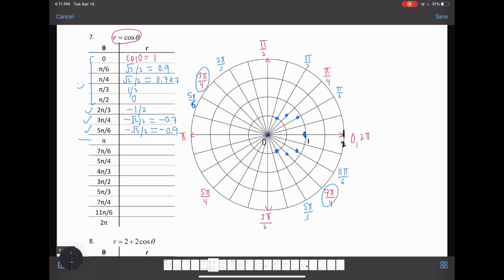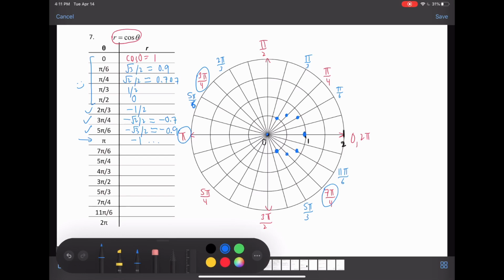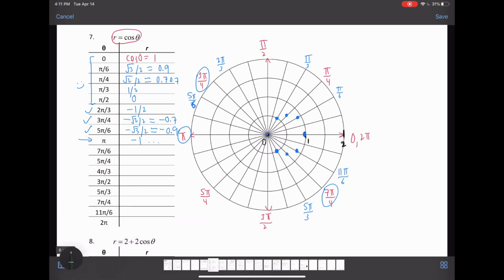Speaking of which, what happens when I get to plug in cosine of pi? Cosine of pi actually is -1. Do I have that point already? Well, we do. Here's pi. Negative means flip-flop over to the other side. And it looks like I actually already have that point. I've overlapped a point that I already knew about.